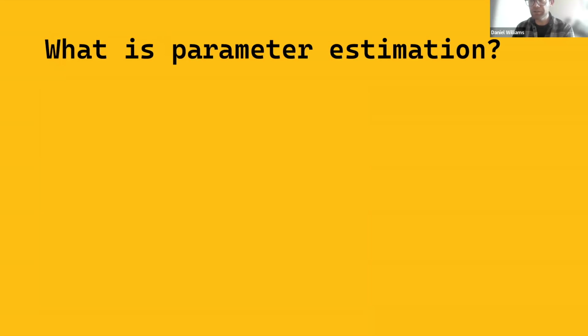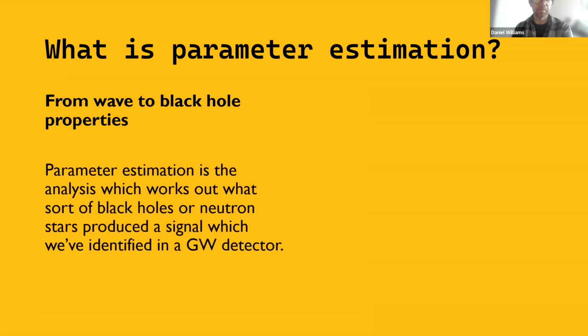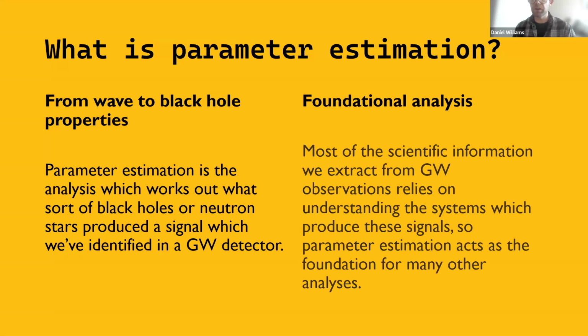So very quickly, what is parameter estimation? Well, it's a way of getting from a gravitational wave to principally what we look at are the properties of black holes, but also of neutron stars if we're lucky enough to see a neutron star signal. So it's the analysis which goes from getting that data from the gravitational wave detector and working backwards to work out what kind of black hole, what kind of neutron star produced the signal. And it really is one of the foundational analyses that we do as a community, as a collaboration.